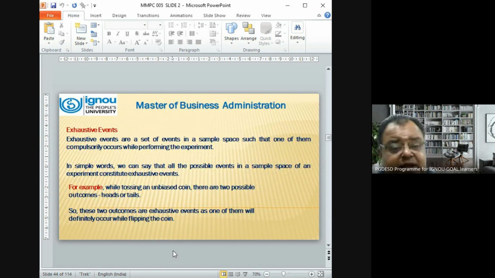Exhaustive events. Exhaustive events are a set of events in a sample space such that one of them compulsorily occurs while performing the experiment. In simple words, all possible events in a sample space of an experiment constitute exhaustive events. For example, while tossing an unbiased coin, there are two possible outcomes, head or a tail. So these two outcomes are exhaustive events, as one of them will definitely occur while flipping the coin. It is not going to stand.